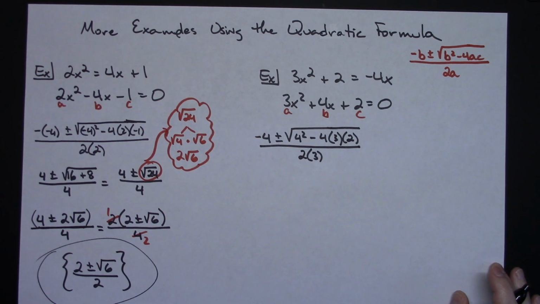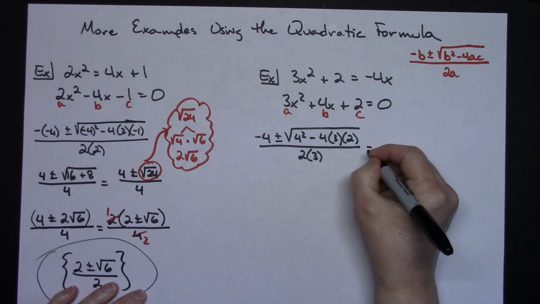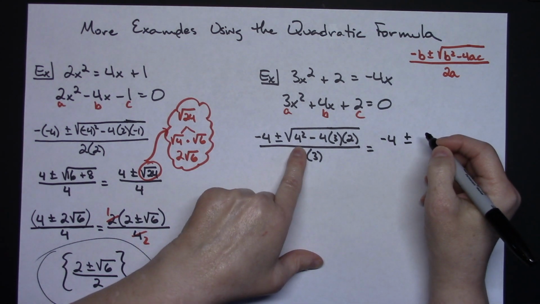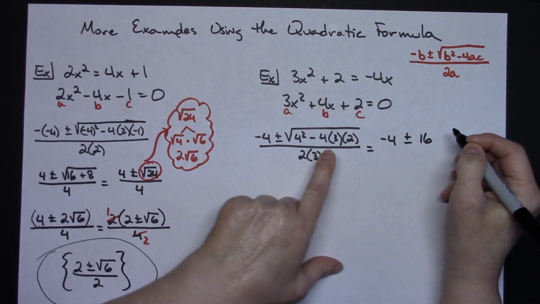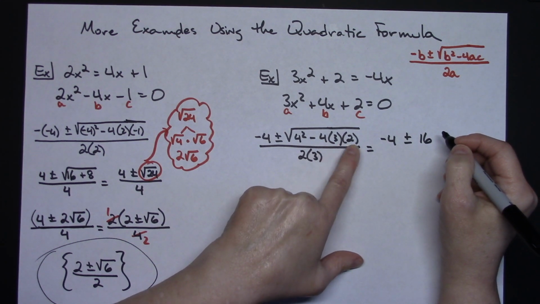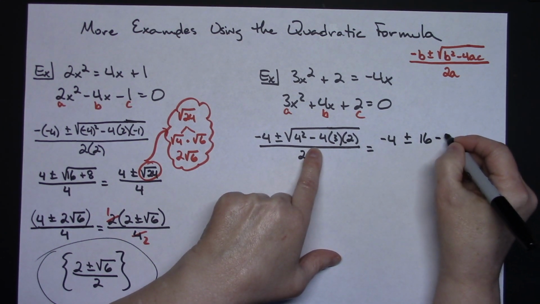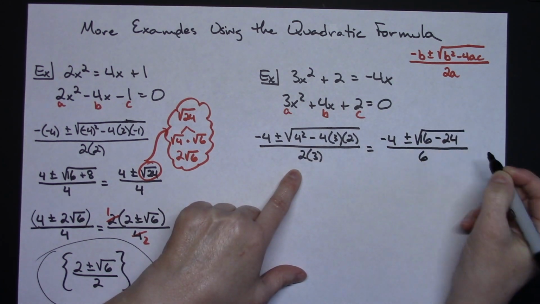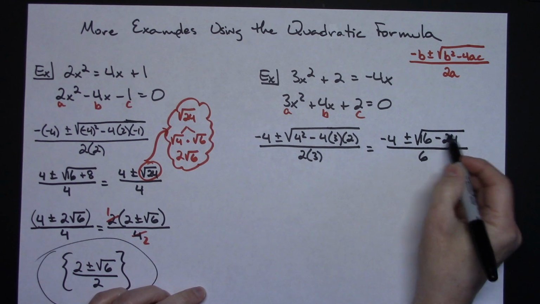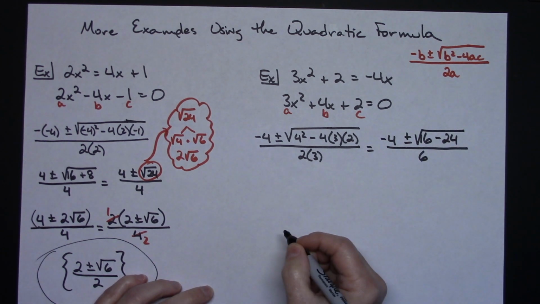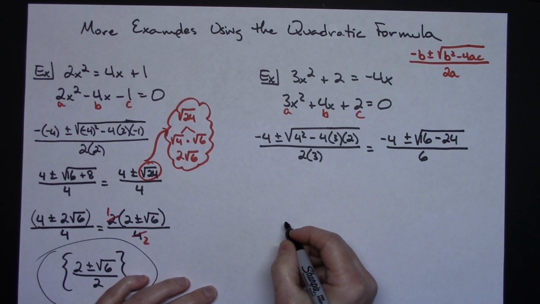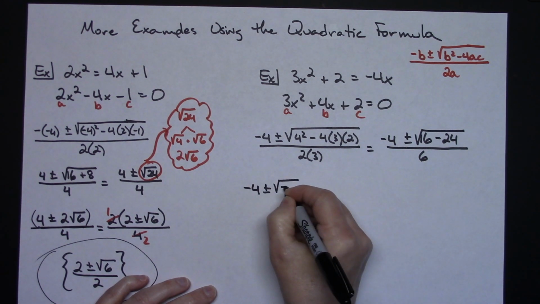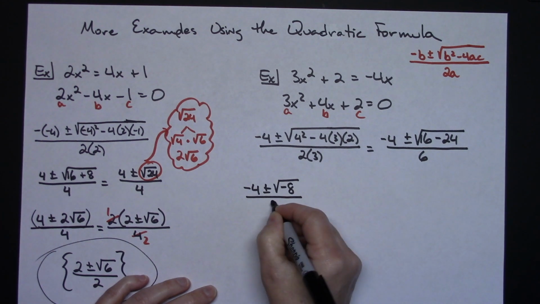Now going through and doing a little bit of arithmetic here. Negative 4 will stay on top there, plus or minus. This is going to give me a 16, and then 4 times 3 is 12, times 2 is 24, so then I'll have a minus 24 underneath that radical, and a 6 on the bottom. Now on this one, when we subtract 16 minus 24, we're going to get a negative 8 right there. So then I'm going to have negative 4 plus or minus the square root of negative 8 over 6.